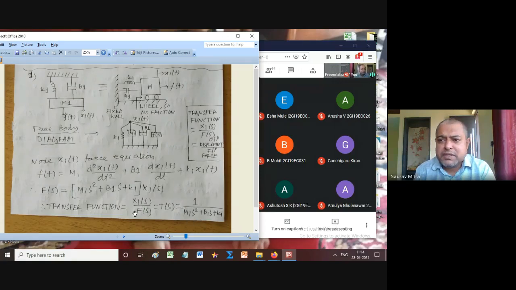The transfer function of this system, as we have done last day also, is 1 by M1 s² plus B1 s plus K1. It doesn't stop here. You have to divide the numerator and denominator by M1, because you have to make the s² free, so s² should not have any coefficient. So what is the final transfer function? 1 upon M1 divided by s² plus B1 by M1 into s plus K1 by M1. You can leave it here, or you can divide the numerator and denominator by a factor of M1 and get the transfer function. Is it understandable?